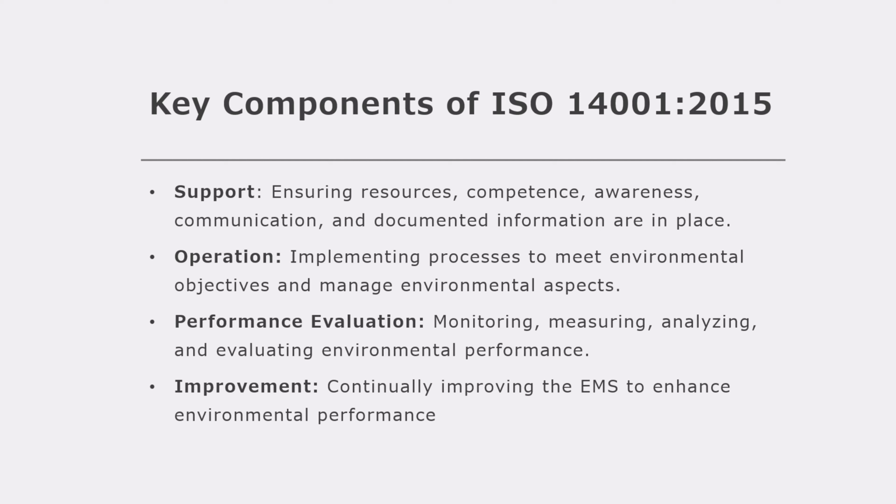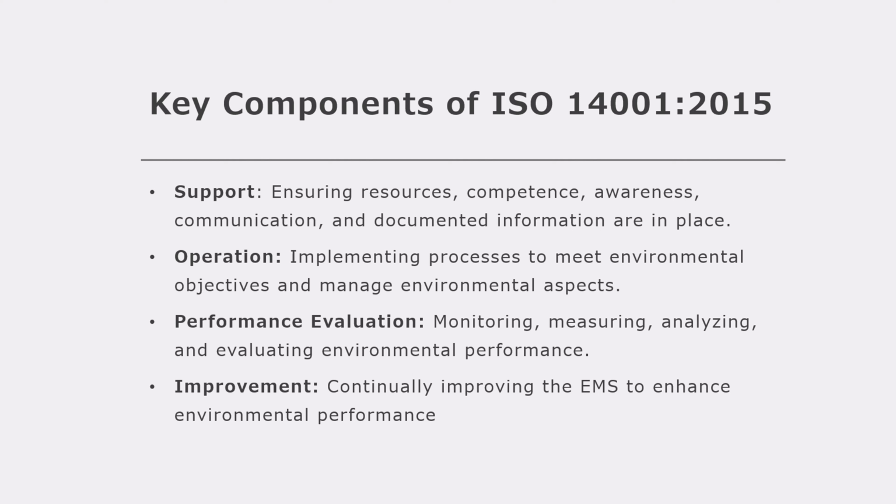The next key component is operations. This involves implementing processes to meet environmental objectives and manage environmental aspects. For the GreenTech company, they will ensure the implementation of operational controls to manage significant environmental aspects. For example, when they introduce waste segregation and recycling programs, this allows them to be in control and manage those hotspots that could impact their environmental objectives.